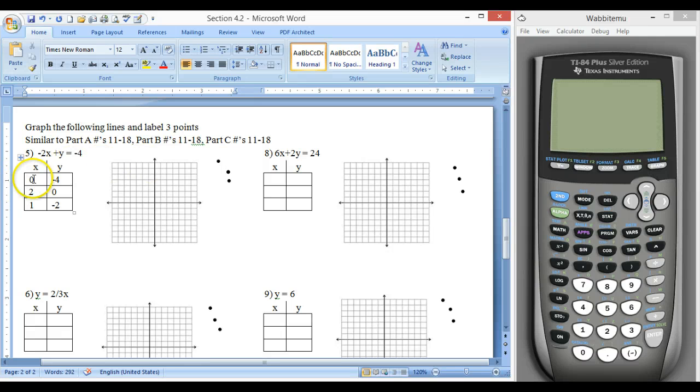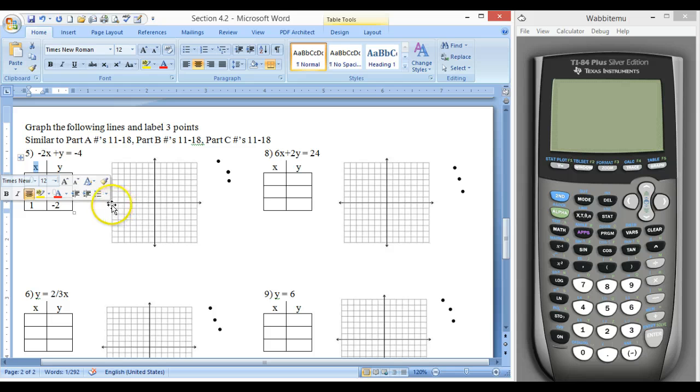So now I need to find the place 0, -4. 0 meaning that I go 0 in the x direction. X goes left and right, so I don't go anywhere left and right.